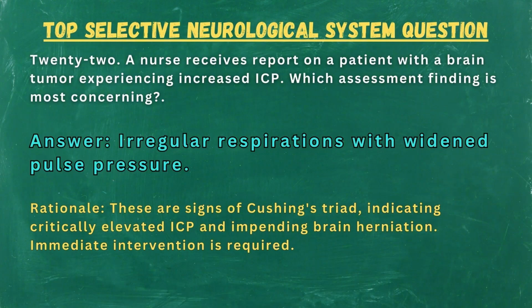22. A nurse receives report on a patient with a brain tumor experiencing increased ICP. Which assessment finding is most concerning? Answer: irregular respirations with widened pulse pressure. Rationale: these are signs of Cushing's triad, indicating critically elevated ICP and impending brain herniation. Immediate intervention is required.